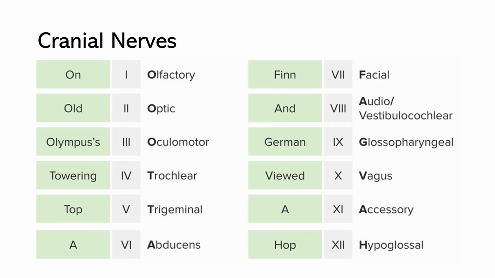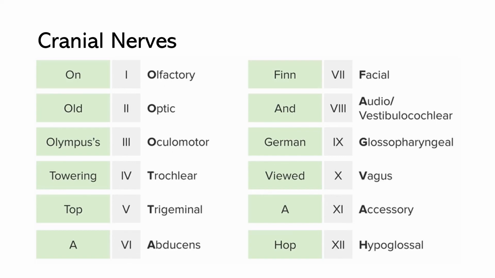Now let's discuss the cranial nerves that are going to extend from our cranium. There are 12 cranial nerves, and we remember them by using the mnemonic: On Old Olympus's Towering Top, A Finn and German Viewed A Hop. Yeah, I know it's dumb, but it helps, guys. These correspond to the different cranial nerves.